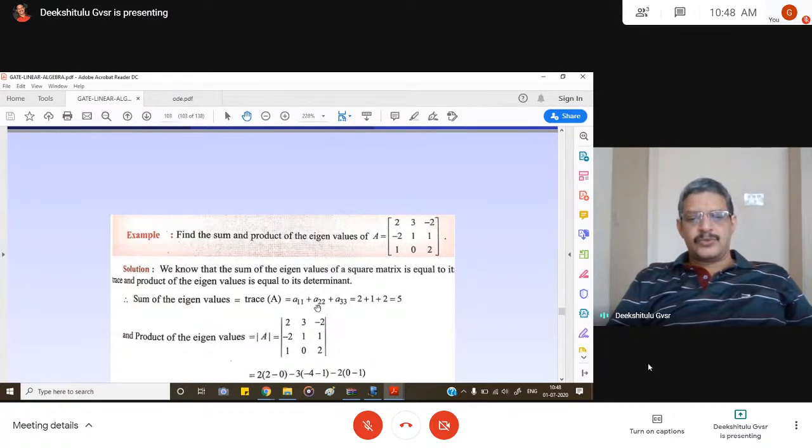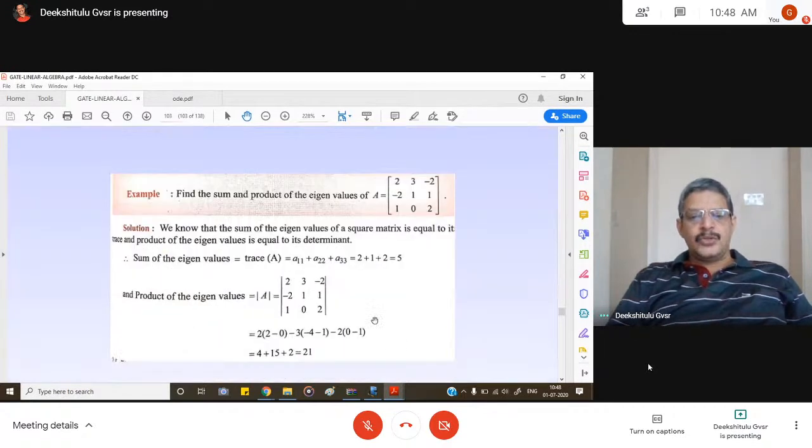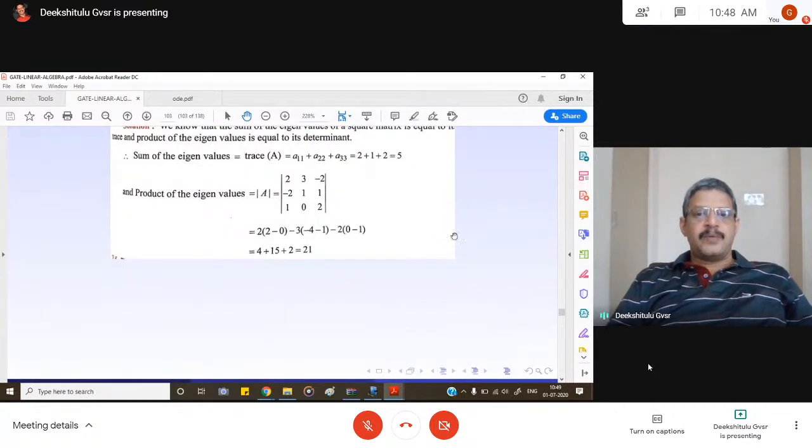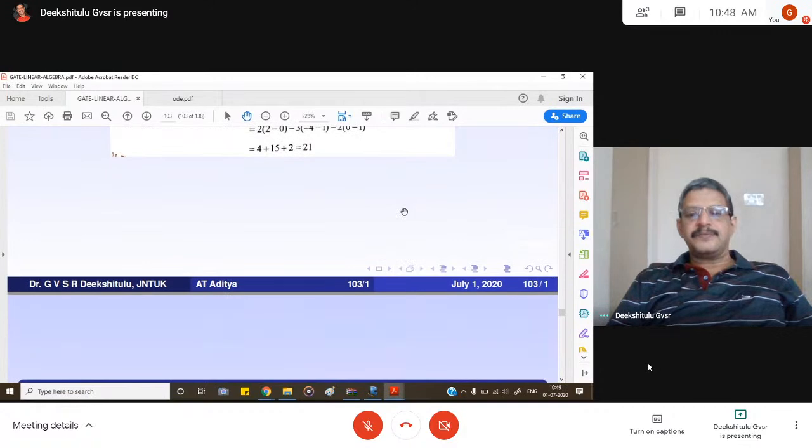So 2, 3, minus 2, minus 2, 1, 0, 1, 0, 2. So if you expand the determinant, 2 into 2 minus 0, minus 3 into minus 4 minus 1, minus 2 into minus 1. So this becomes 4 plus 15 plus 2. So the product of eigenvalues is 21. So these problems you may get in the examination.